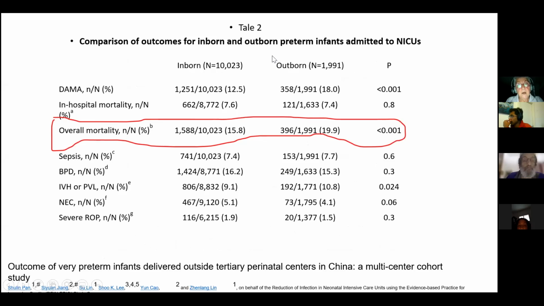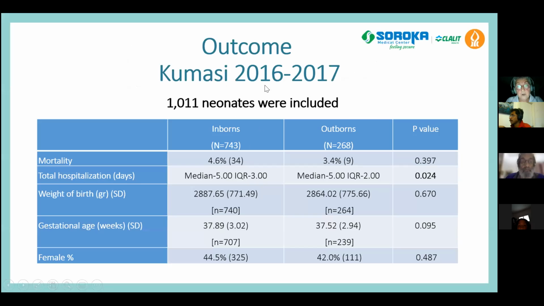In a study published from China, which is considered a developing country, they also show that the mortality of outborns is much higher than the mortality of inborns. Interestingly enough, in Kumasi, in the study that Dana, Eilon, and the whole Ghana team group did, we could see that there was no difference in mortality between inborns and outborns. This is because the outborns are actually different babies in our units. They are not necessarily the sicker ones. They are transferred.